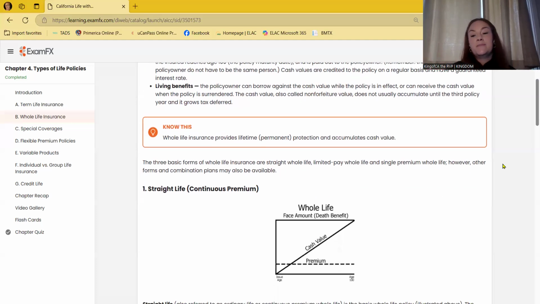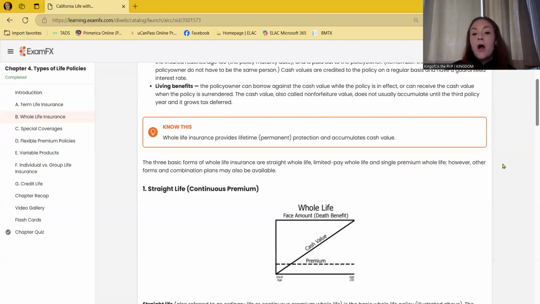Living benefits, okay? Living benefits is what they call borrowing from these policies, okay? So living benefits. The policy owner can borrow against the cash value while the policy is still in effect, okay? Or can receive cash value when the policy is surrendered, meaning canceled. Okay, surrendered means that you gave it up, okay?